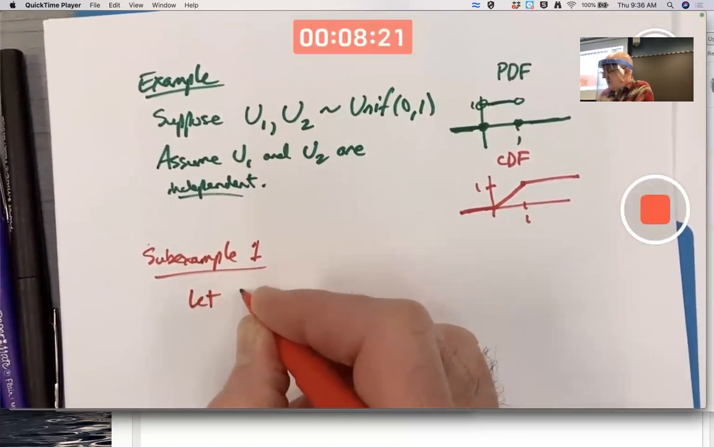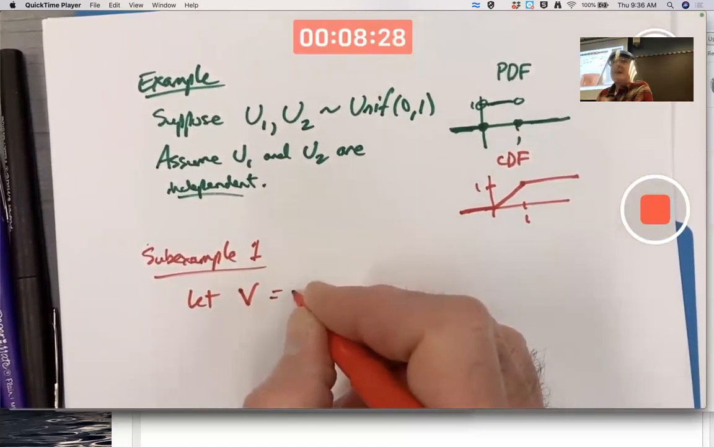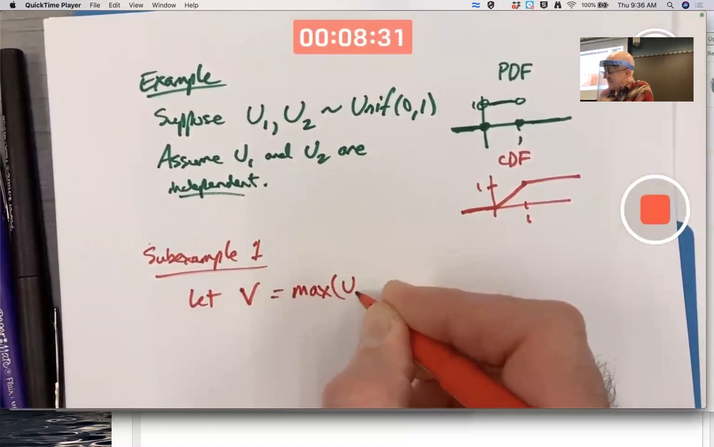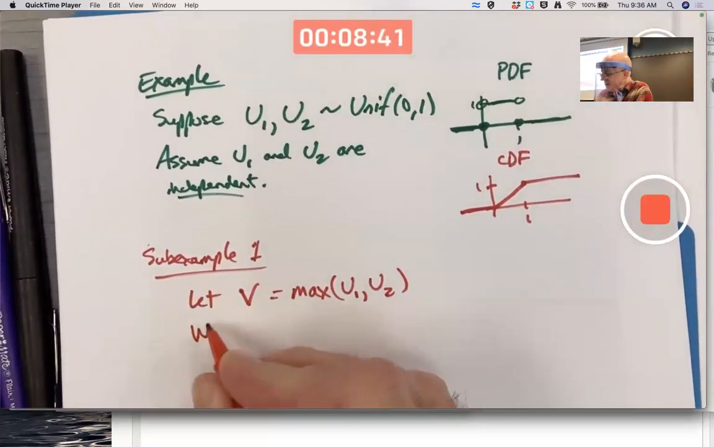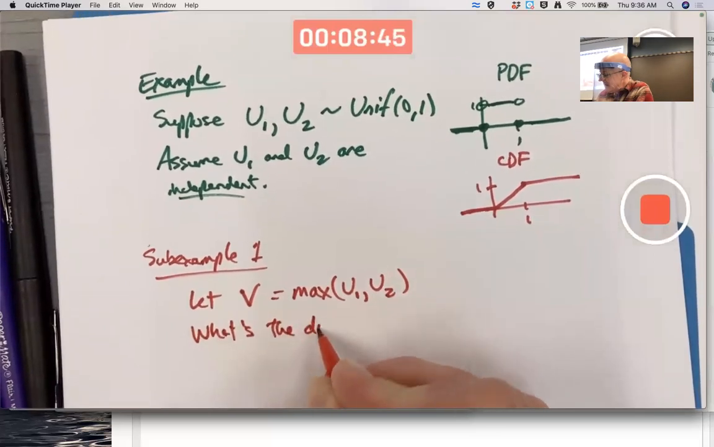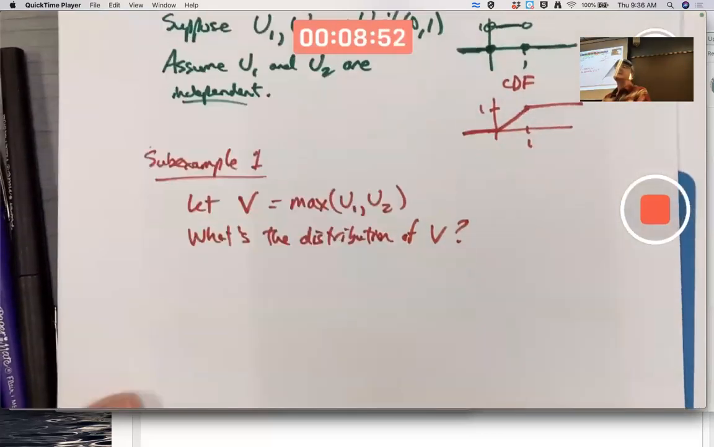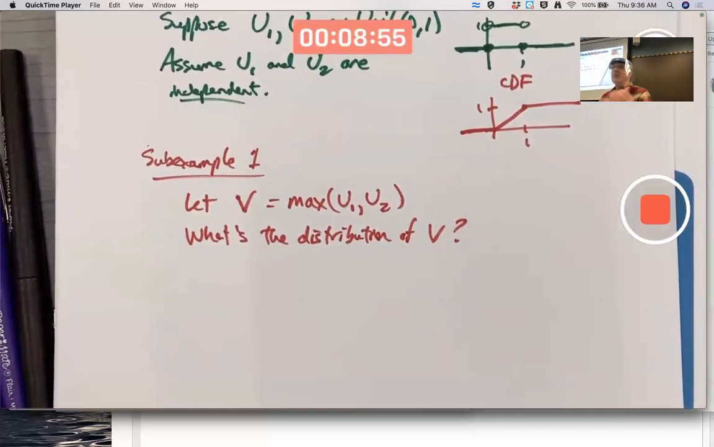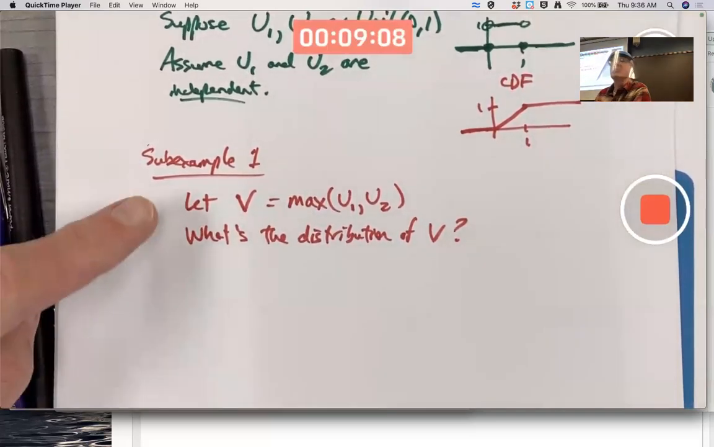Let a new random variable, let's call it capital V, equal what? How about the bigger of U1 and U2, the maximum of U1 and U2? I might wonder, what's the distribution of V? And when I say distribution, I'm including saying find the PDF, find the CDF, maybe find the mean, find the variance, find numerical summaries, parameters that describe the distribution of this new random variable.